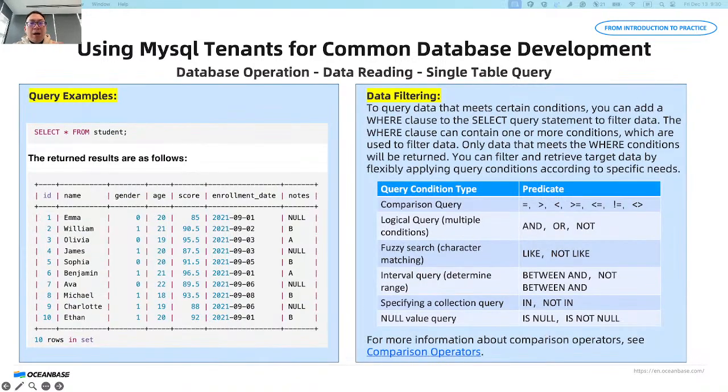When we usually do query operations, we often use query conditions to filter. To query data that meets certain conditions, you can add a where clause to the select query statement to filter data. The where clause can contain one or more conditions, which are used to filter data, and the data that meets the where conditions will be returned. Here we list the common query condition types. For more information about the comparison operators, please refer to the official website.